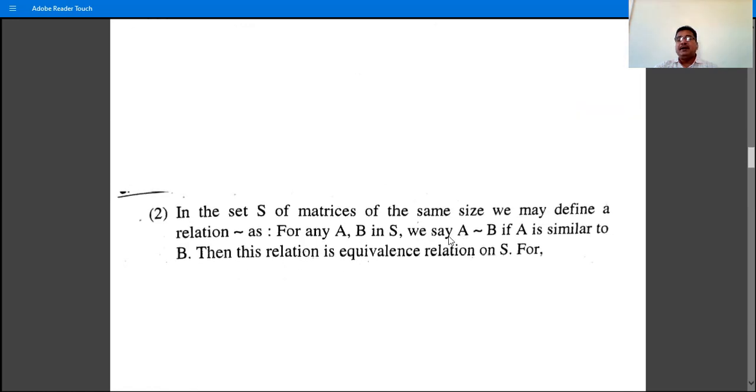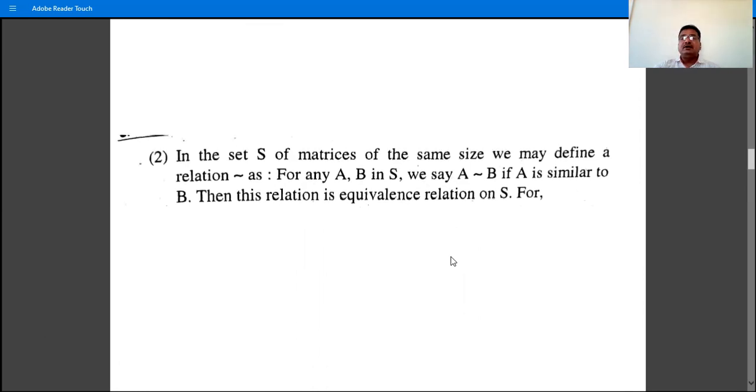And if we define the relation as A related to B if A is similar to B, then this relation is what? It is an equivalence relation on S. That is, this relation, A is similar to B, is an equivalence relation, meaning this relation is what?